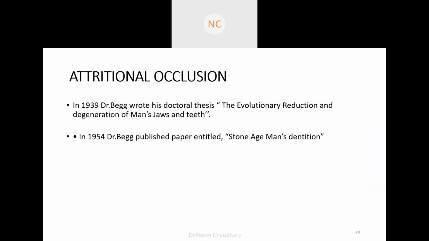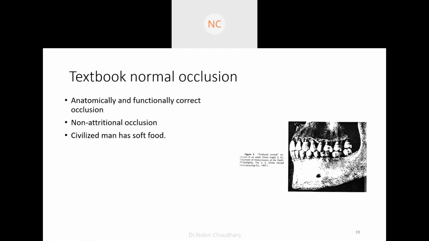So going to the theory of the attritional occlusion, in 1939, Dr. Begg wrote his doctoral thesis, that is the evolutionary reduction and degeneration of man's jaws and teeth. And in 1954, Dr. Begg published the paper entitled Stone Age Man's Dentition after his observation in the Australian Aborigine. And Dr. Begg coined 2 terms, that is the textbook normal occlusion, which he observed in the civilized man.